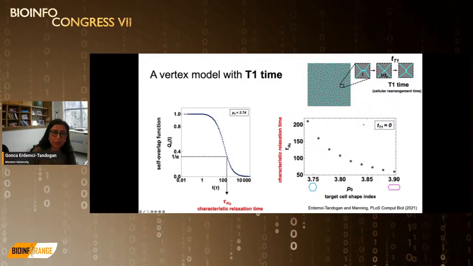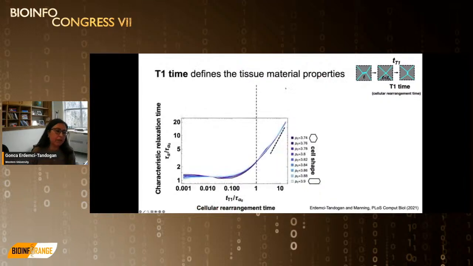Now, to answer the question of whether having a finite rearrangement time impacts the tissue material properties or not, we calculate the characteristic relaxation time. We analyze the characteristic relaxation time as a function of the cellular rearrangement time for various cell shape values. This plot includes a little too much information, so I will describe it step by step.